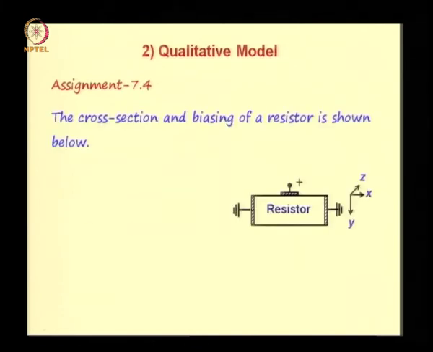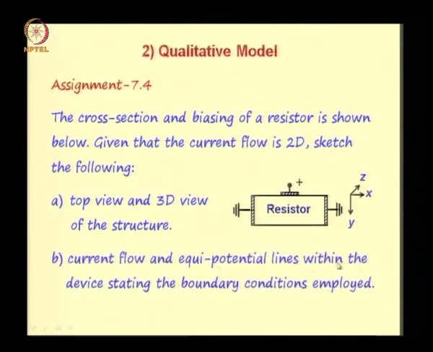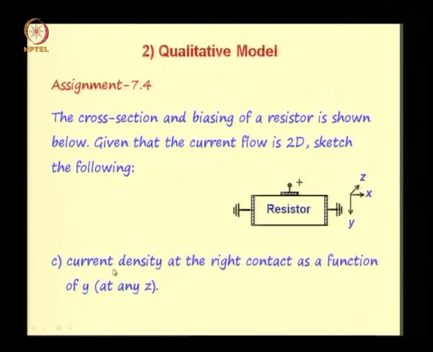Next assignment. The cross section and biasing of resistor is shown below. So this is a resistor in which you have a small contact on the top, horizontal contact, and the other contacts are on the sides of the resistor. Given that the current flow is two-dimensional, sketch the following: top view and 3D view of the structure, current flow and equipotential lines within the device stating the boundary conditions employed, and finally current density at the right contact as a function of y at any z. So at this contact as a function of y.